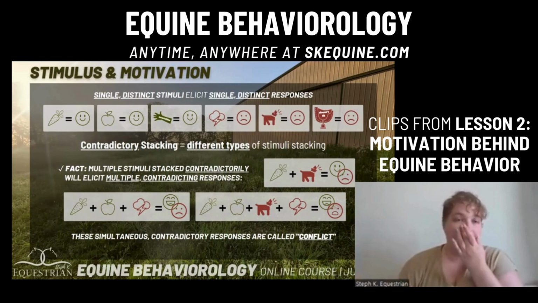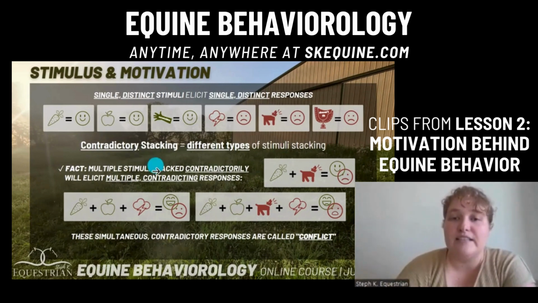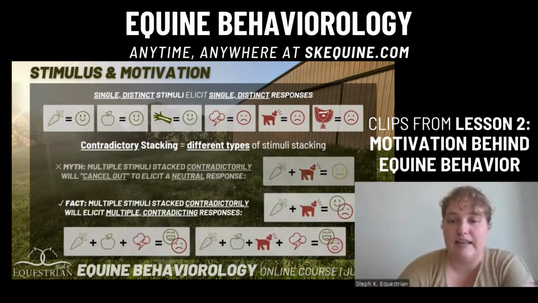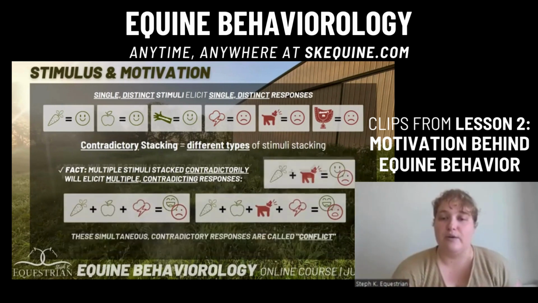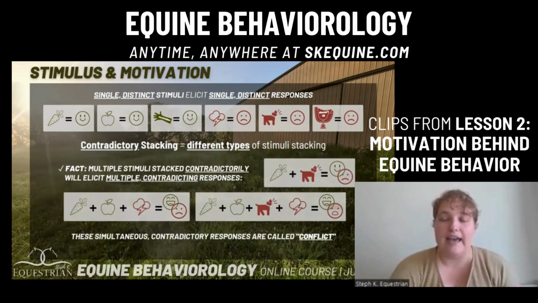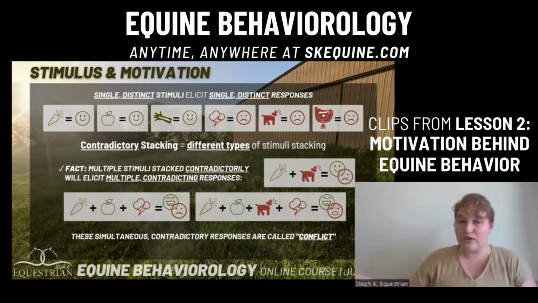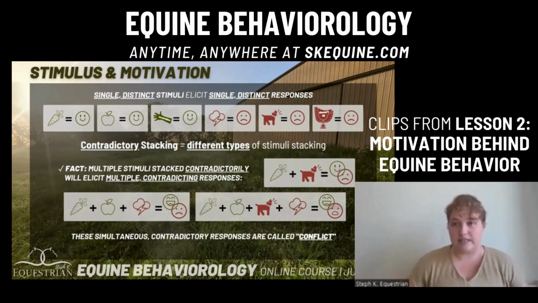So when we have stimuli that are stacking, it's important to understand that idea that they don't cancel each other out. They are both appearing simultaneously, and one might start to overshadow the other, but it's not necessarily going to cancel the other out. And if the horse does appear more neutral, odds are that conflict is presenting as hesitation or displacement or dissociation, which might happen. It depends on the horse. It depends on the context.